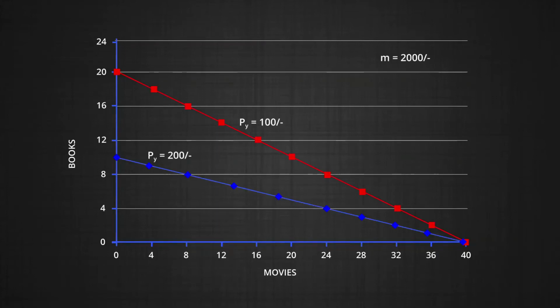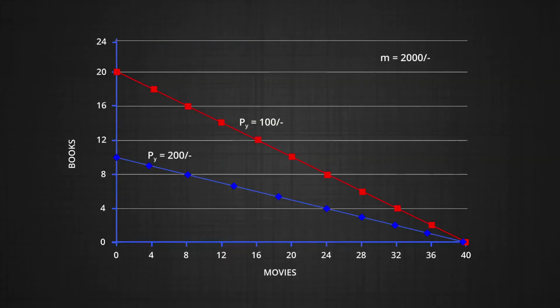The price of a movie ticket has not changed. The consumer can still buy 40 movie tickets for ₹2,000. However, given her income of ₹2,000, the increase in the price of books means that she can at most buy 10 books instead of the 20 that she was buying earlier. The budget line swings in along the y-axis, hinged on the x-axis.